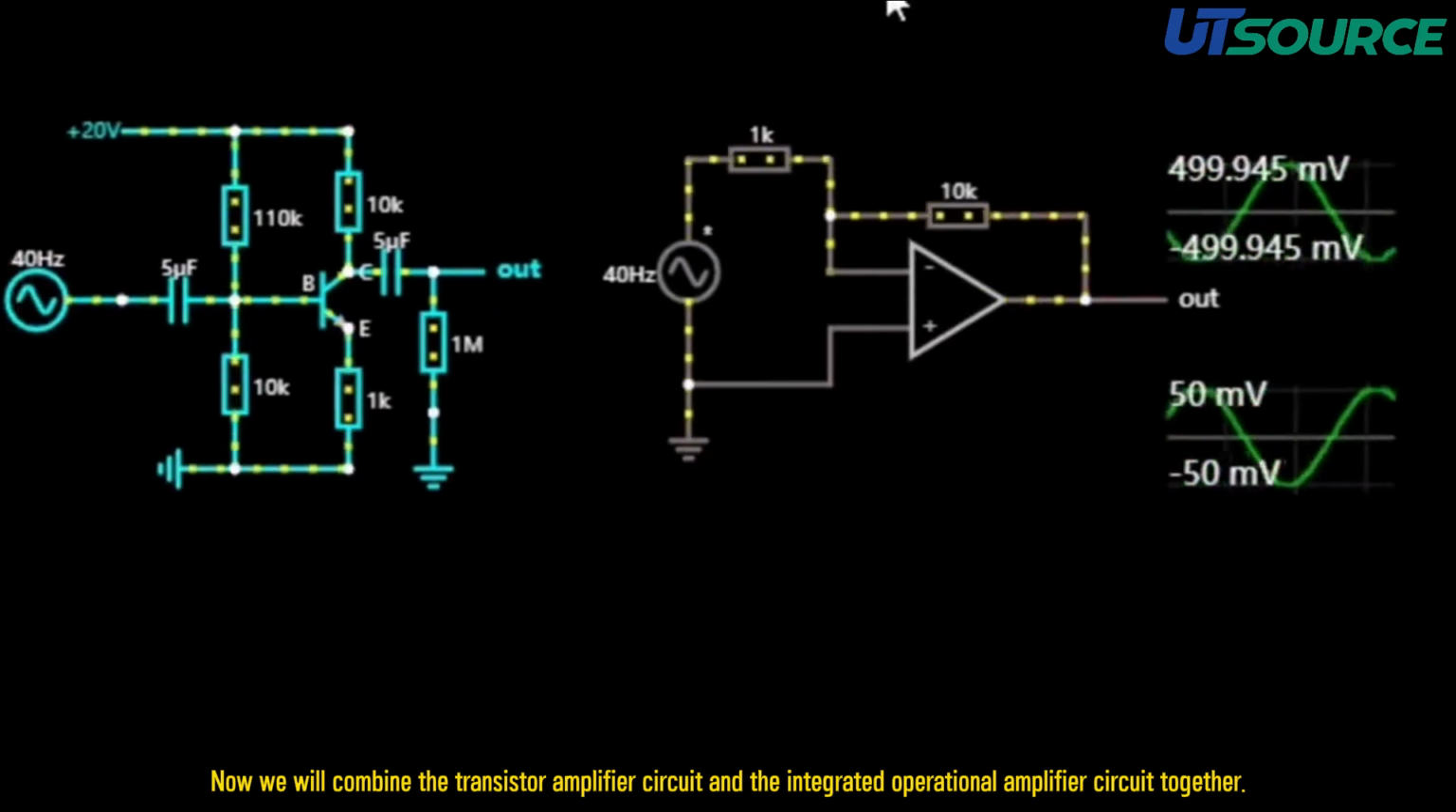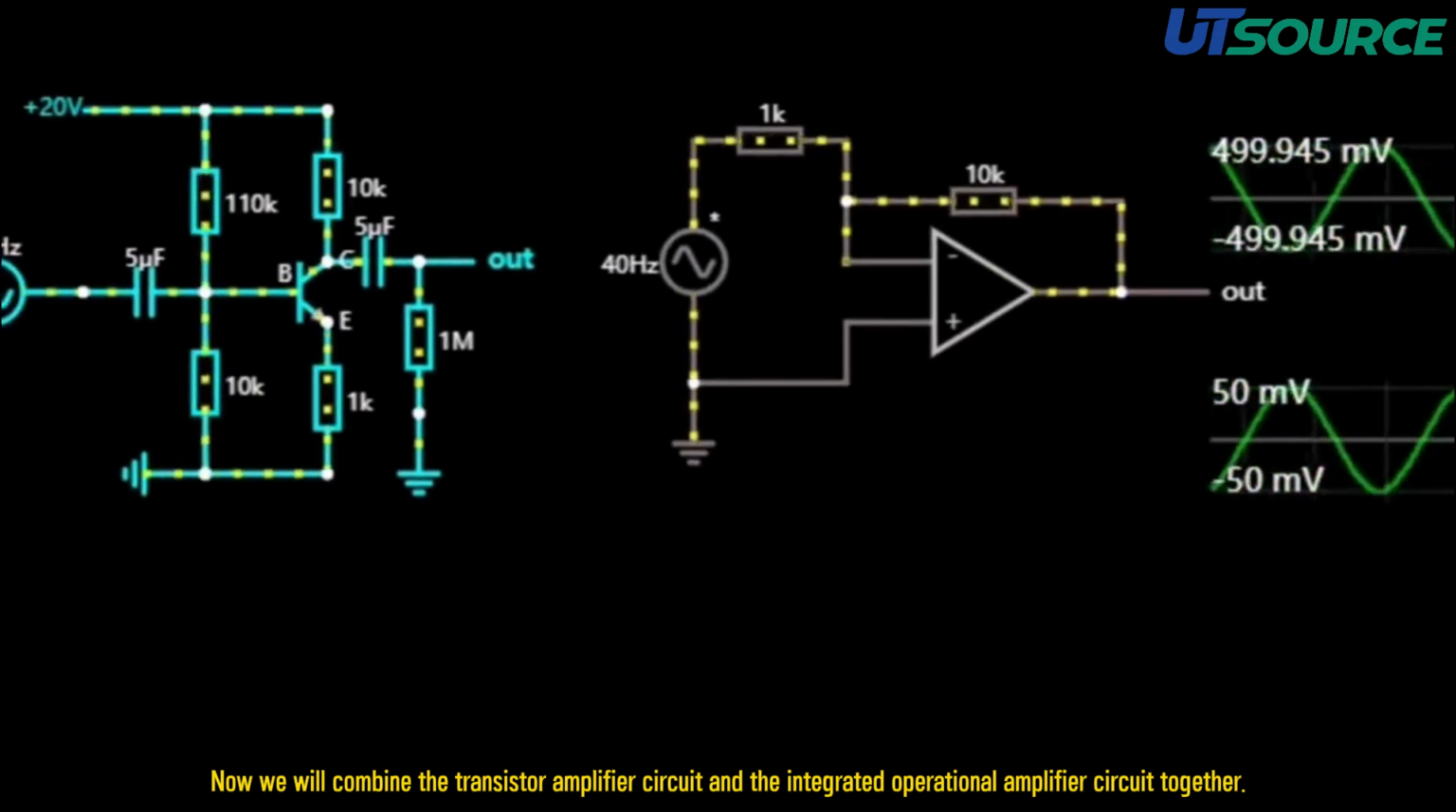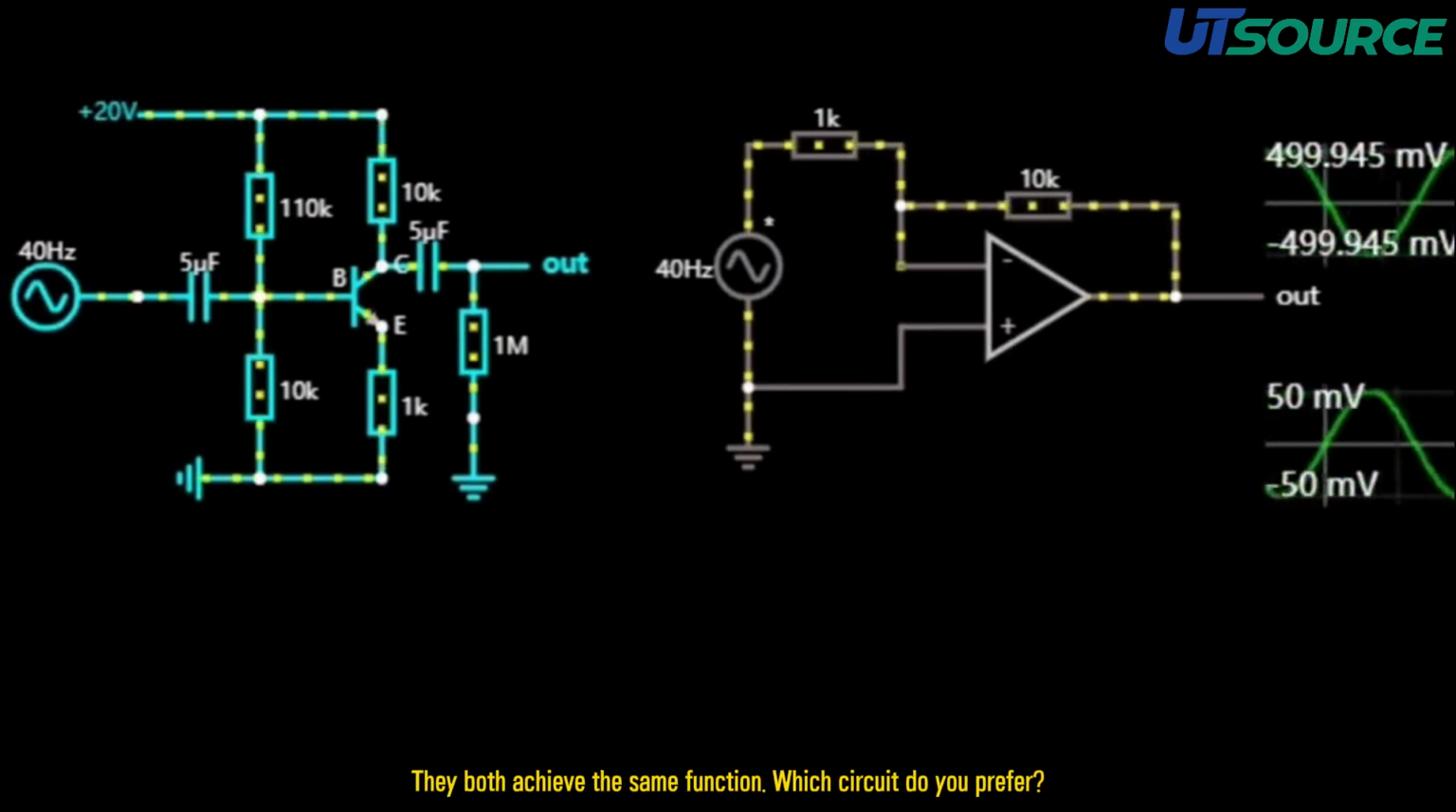Now we will put the transistor amplifier circuit and the integrated operational amplifier circuit together. They both achieve the same function. Which circuit do you prefer?